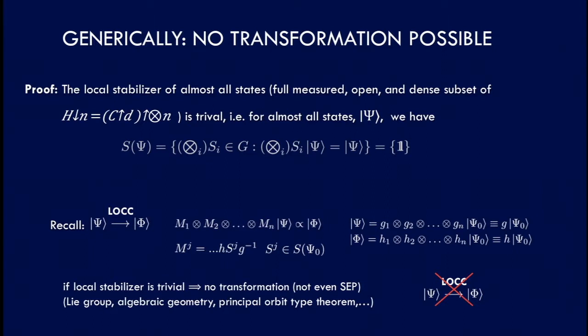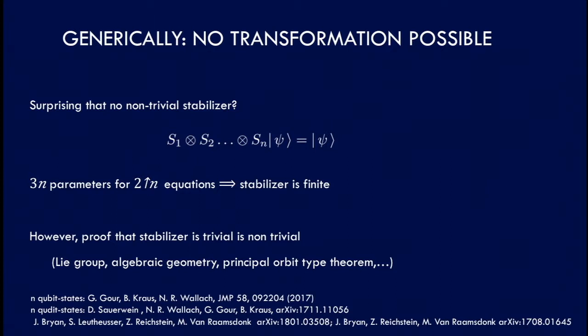Okay? Let me just comment briefly on whether this result is trivial or not. If you think about this equation, what we want to find are local operators that leave our state invariant, right? So I want to find these local operators. If I count parameters now, I see that the number of parameters that I have here is much, much less than the number of equations that I have to solve, right?